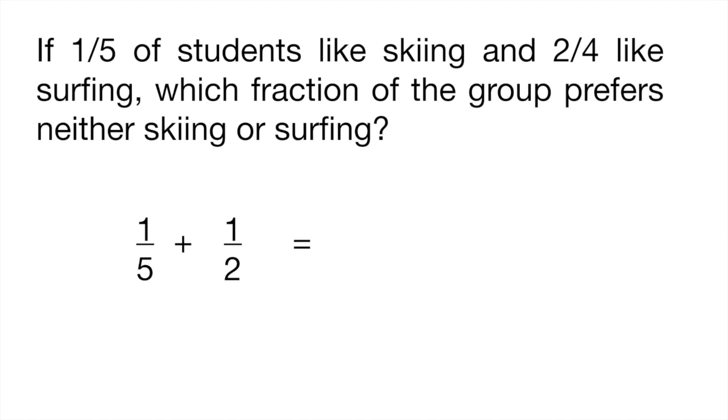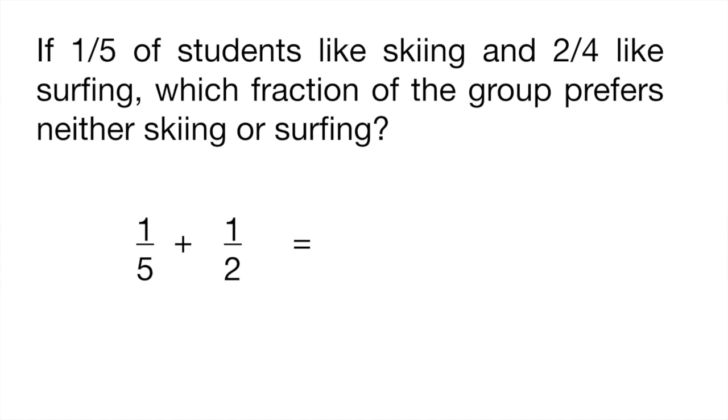And in the question, they're asking you which fraction of the students does not like skiing or surfing. So what you have to do is add these fractions, and whatever is remaining would be the group of students that prefers neither skiing nor surfing. All right, so I'm going to leave a card here if you have any questions with adding fractions. But basically what you do is this.